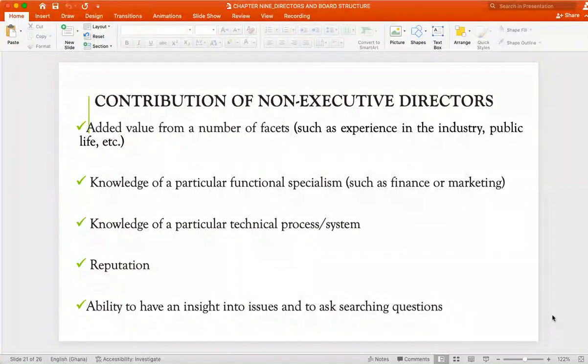All right. Then we have the ability to have insight into issues and ask searching or probing questions. That's what these non-executive directors are supposed to be in the first place. Okay. So you must have insight, knowledge, and you must not be afraid to ask probing questions or searching questions. Don't forget why you are there. You are there because you have to protect the interest of shareholders that cannot be part of the meeting.